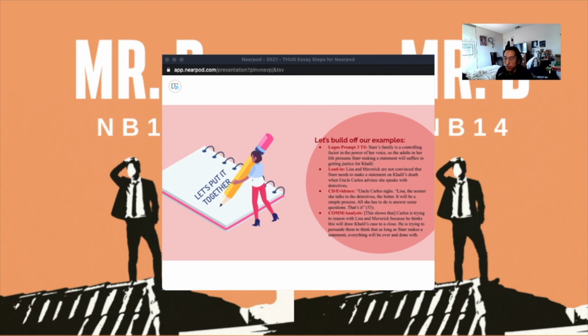Here's an example based off of if we transformed the example topic sentence into incorporating logos. Star's family is a controlling factor in the power of her voice. So the adults in her life presume Star making a statement will suffice in getting justice for Khalil. Lisa and Maverick are not convinced that Star needs to make a statement on Khalil's death. When Uncle Carlos advises she speaks with the detectives, Uncle Carlos sighs. Lisa, the sooner she talks to the detectives, the better.